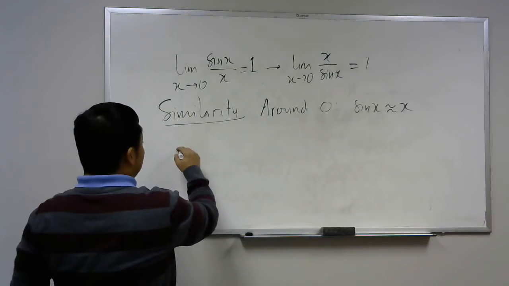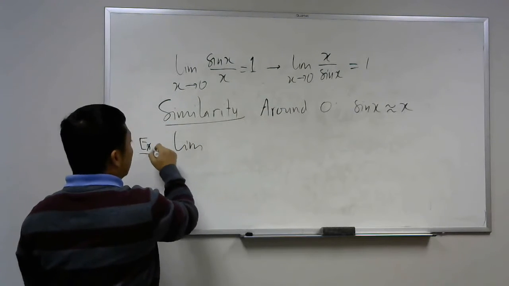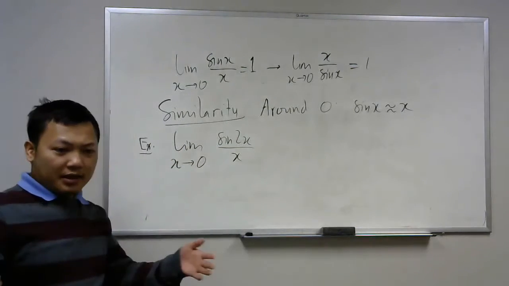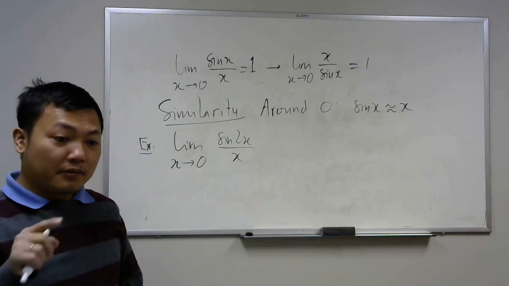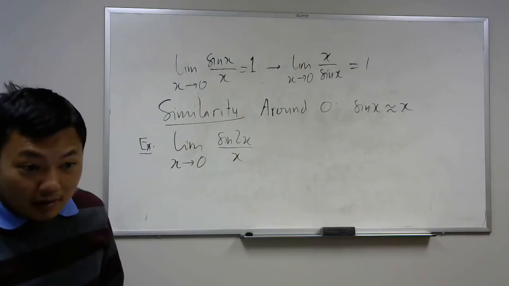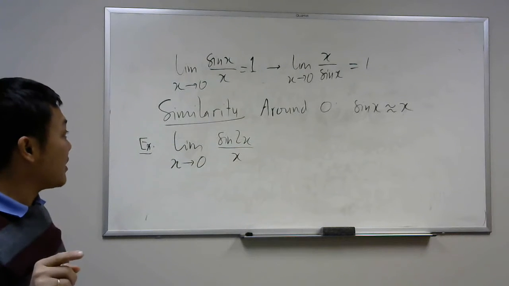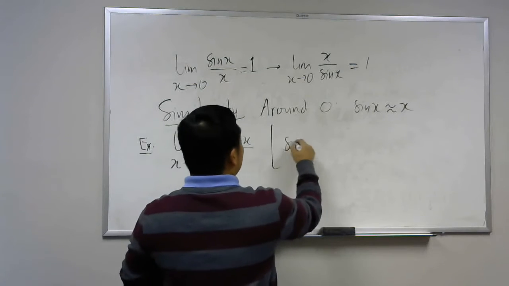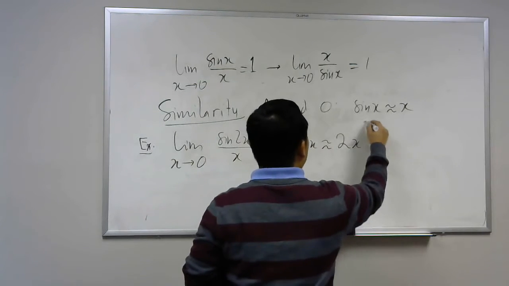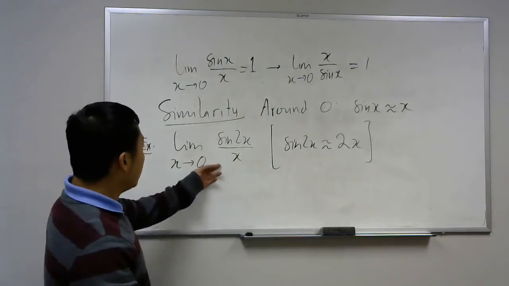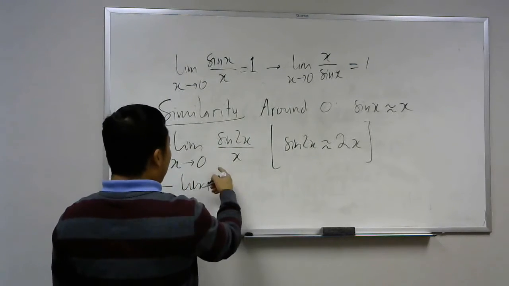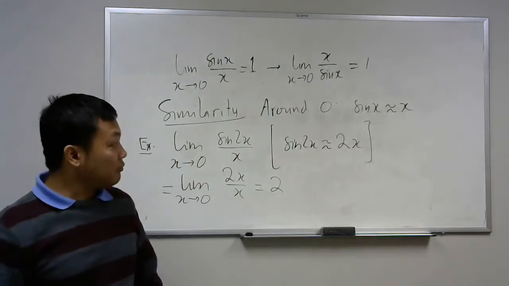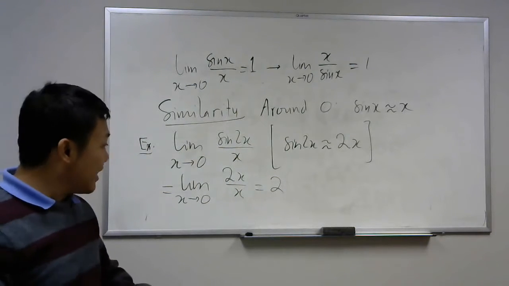Let's say you consider the limit of sine of 2x over x, right? It's pretty easy. When x goes to 0, sine of 2x is also going to 0. So that means you can use this similarity for sine of 2x. Here sine of 2x is similar to 2x, right? And then the limit is just equal to 2x over x when x goes to 0, which is 2. Done.